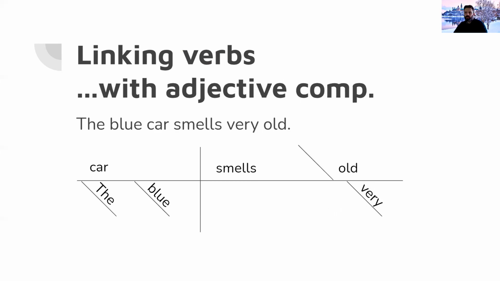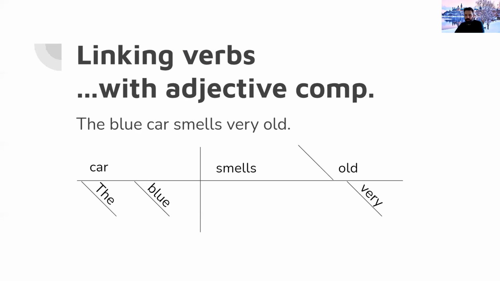Here's one where we're using a verb that can be a linking verb. It can also be a different kind of verb. Here it's a linking verb. The blue car smells very old. Now, we're not saying that the blue car has the ability to smell. We're saying that this is defining the blue car. This is describing the blue car. It smells very old. So the blue car, and then we have smells.